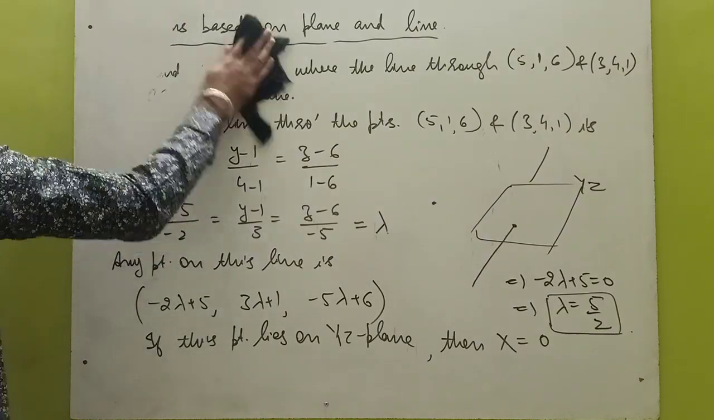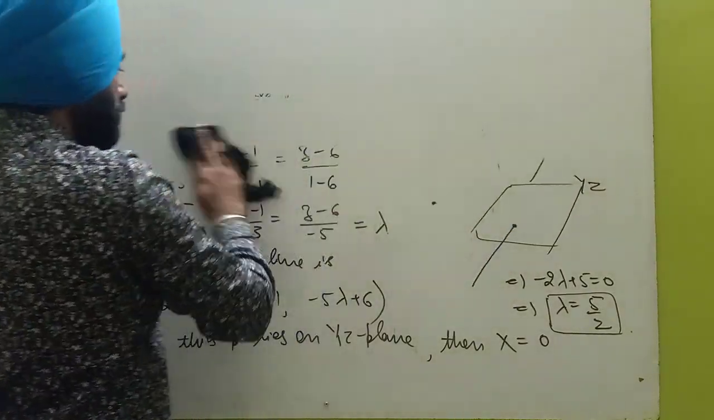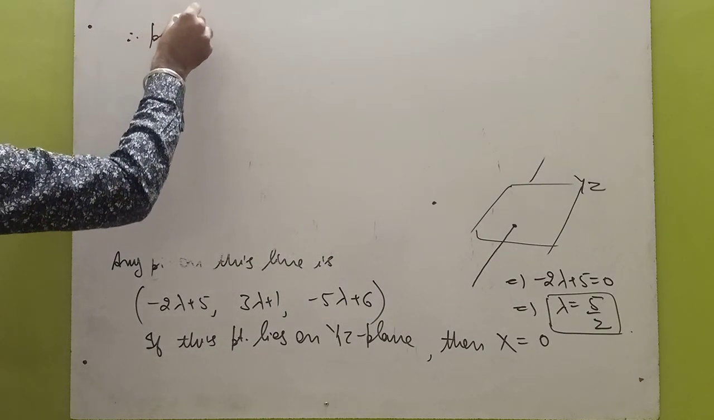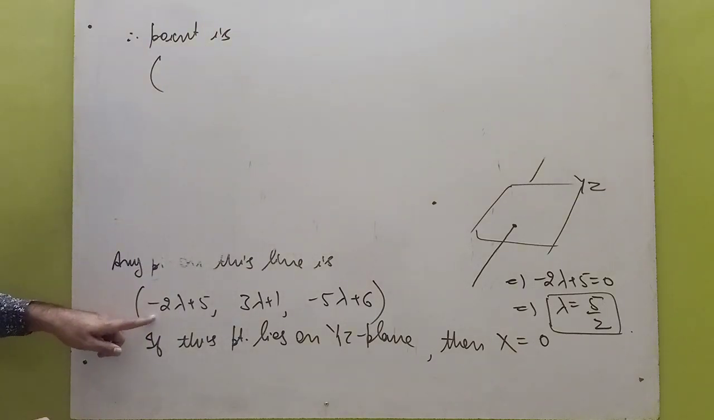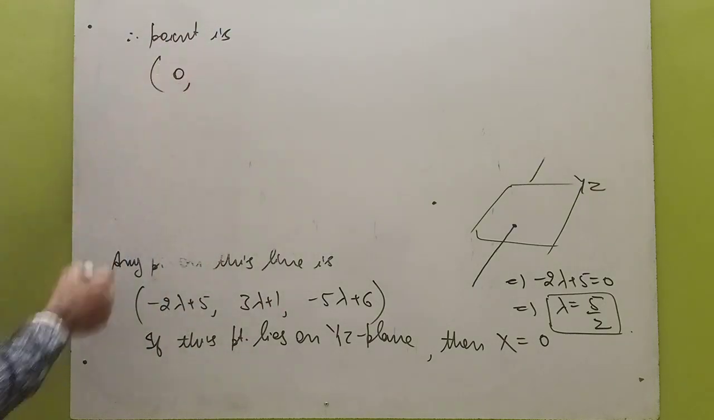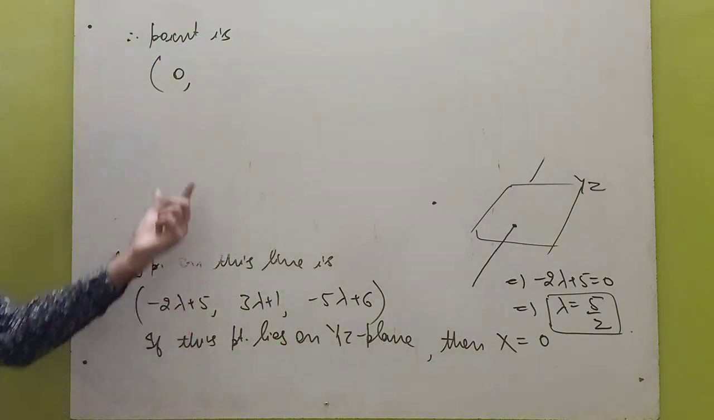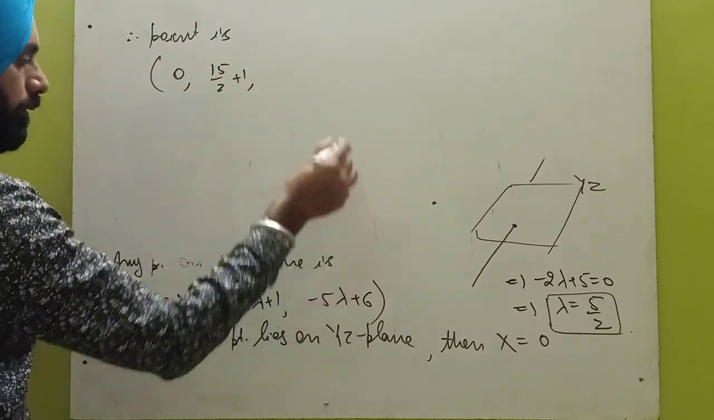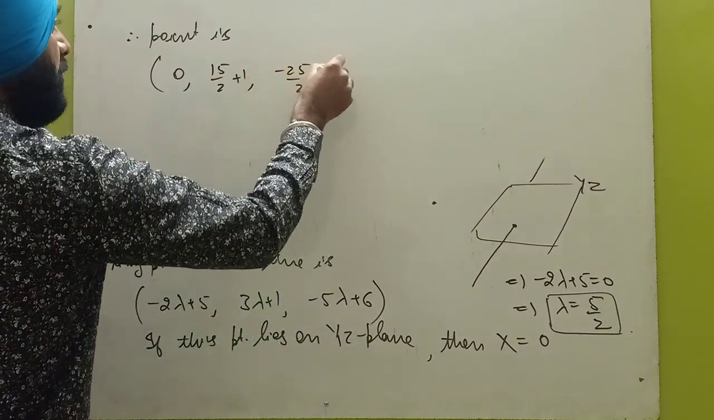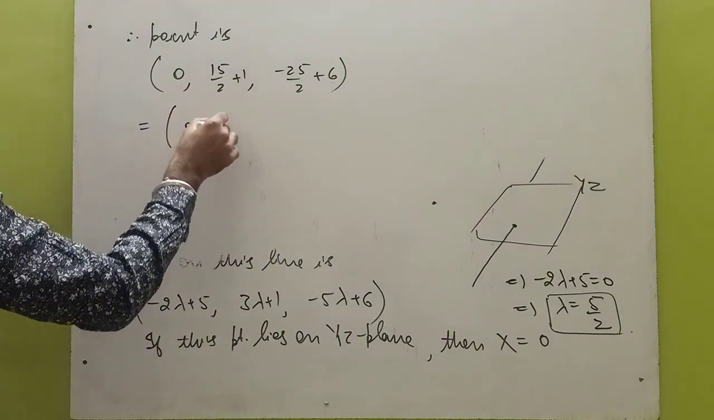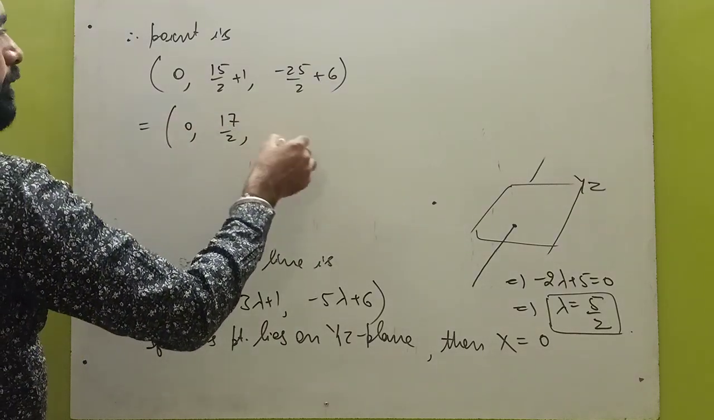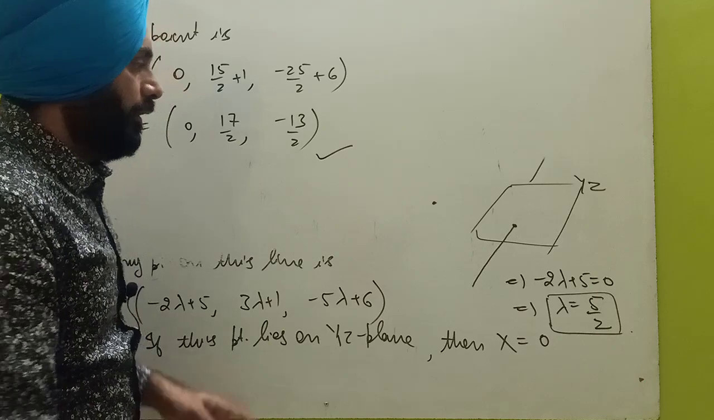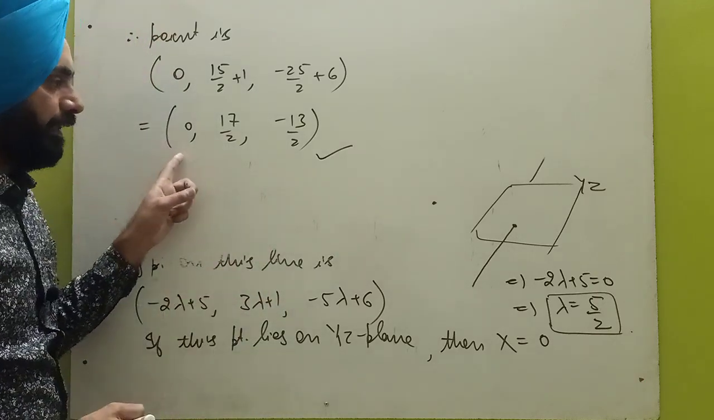So the next step, therefore the point is, put the value of lambda here, minus 2 lambda. The first coordinate is 0 because we have put x equal to 0. So this is 0, 15 by 2 plus 1, minus 25 by 2 plus 6. So the coordinates are 0, 17 by 2 and minus 13 by 2. So this is the answer. That line is passing through the YZ plane and intersects at this point.